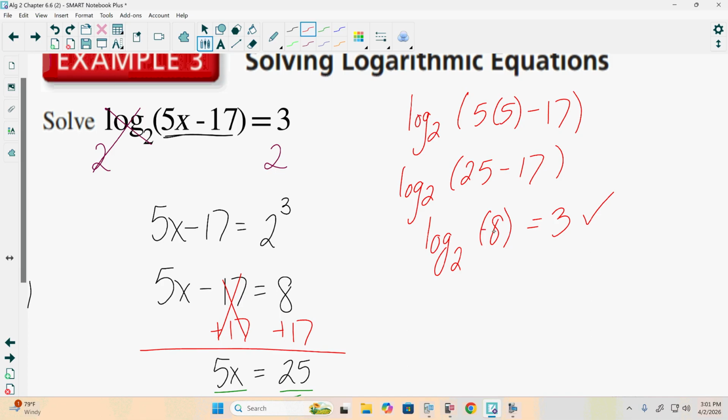Now, if for some reason we solved it, plugged it back in, and it told us log base 2 of negative 8 is what we got, this doesn't work. We can't have a negative inside that log. Does not work, cannot happen. So that's the big issue. We cannot have 0 or negative inside the log.